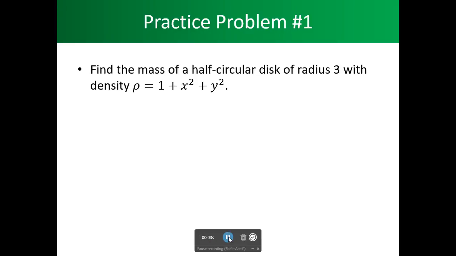Yes, we hope that you were able to work practice problem 1: find the mass of a half circular disc of radius 3 with density equal to 1 plus y squared plus x squared.